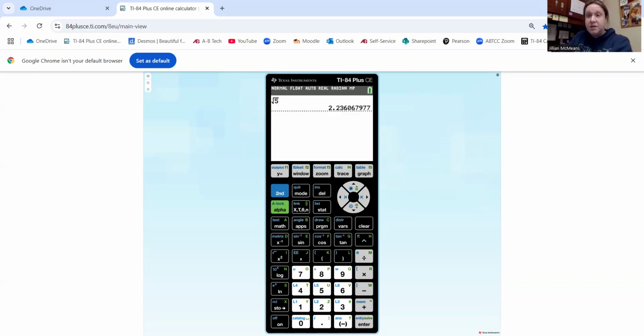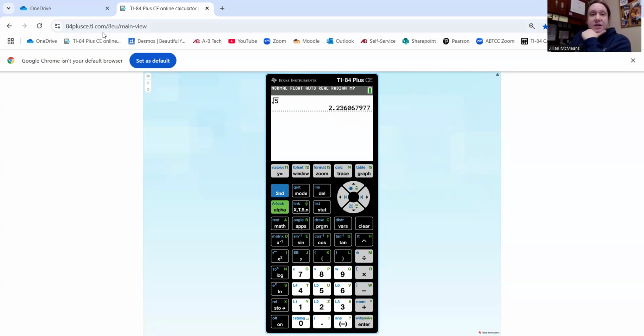But we want to round this to the nearest hundredths place. Hundredths is 2 decimal places out. So we've got 2.23606 and so on. Well, the 3 is in the hundredths place. If we look 1 digit to the right of that, we have a 6. That 6 tells us to round up. That means we add 1 to the 3, and then we chop everything after the 3 off.